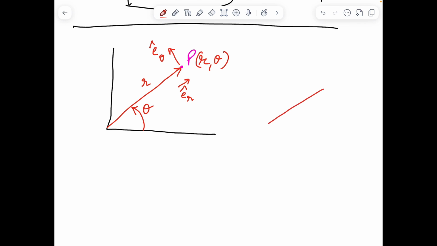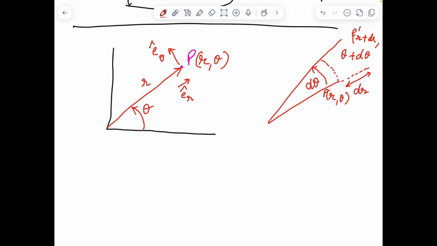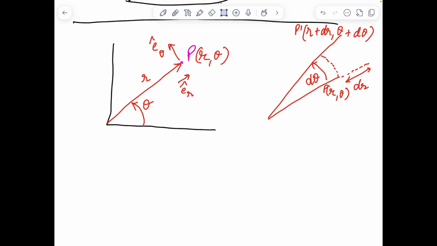Now as the point P moves slightly, let's say it goes from point P to point P dash. So this is the change in the radial direction, and this is the change in the theta direction. We have this point P as r comma theta, and we have point P dash as r plus dr comma theta plus d theta.